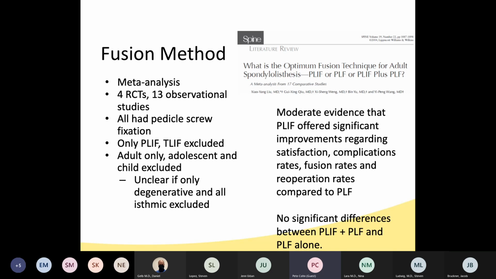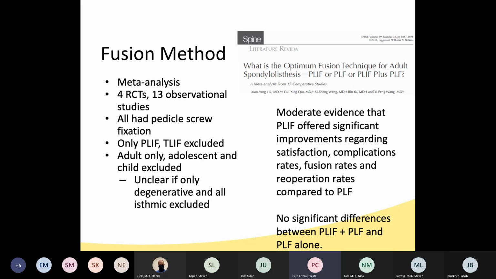Comparing posterior interbody fusion, or PLIF, versus posterior lateral fusion alone, and also versus a PLIF with a posterior lateral fusion. In the 3 groups, every group had pedicle screws. The difference was either you had an interbody or not, or you had a posterior lateral fusion mass or not. And they looked at adults only. But there was some question if one of the trials included some isthmic spondylolisthesis cases, so that might have muddied the data a little bit.